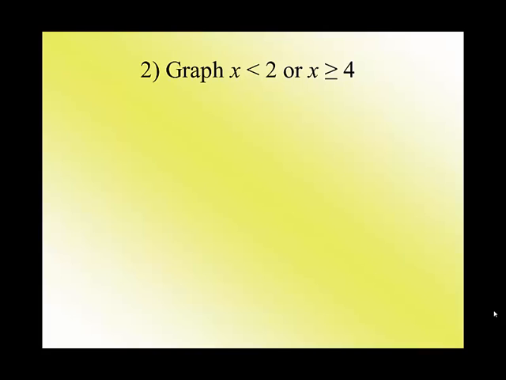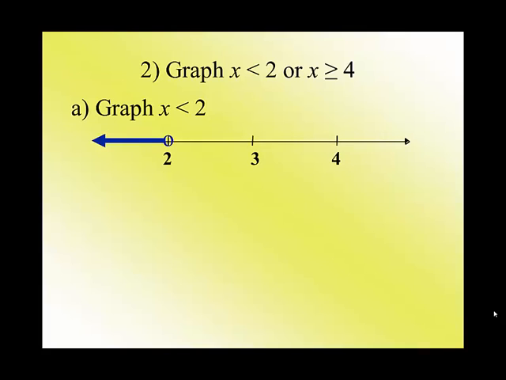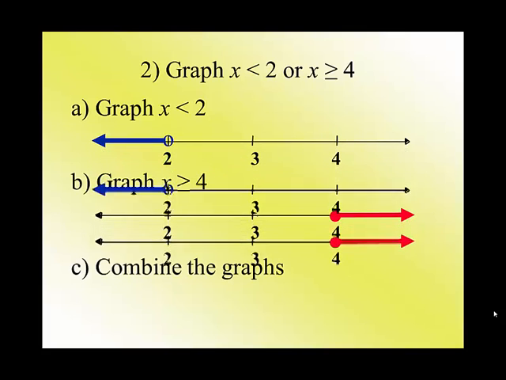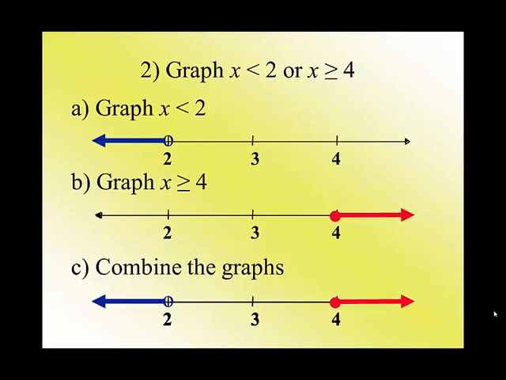Let's look at an OR example. We're going to start by graphing x is less than 2, open circle at 2, shaded everything to the left. Graph x is greater than or equal to 4, so we have a closed circle at 4, shaded everything to the right. Since this is an OR, when we combine our graphs, it could be either situation, so our final graph should look like this.